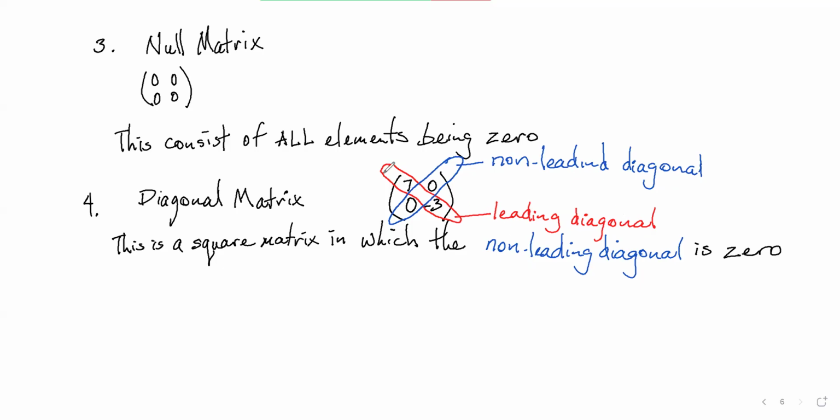All right, so you have your leading diagonal, which has values, they are integers, and your non-leading diagonal is zero. So the diagonal matrix is a square matrix in which the non-leading diagonal is zero. Very important. Number 4, very important. We'll go over it again for those persons who came in late.